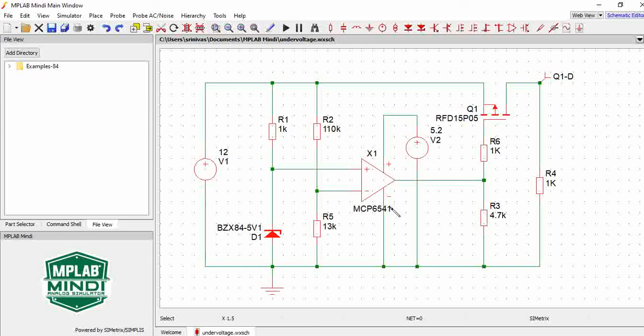This particular circuit is drawn in MPLAB Mindi analog simulation, and here in this circuit we considered MCP6541 as a comparator, as this is available in the MPLAB Mindi library. So we can choose our op amp based on the requirement. This op amp comparator can work up to 5.5 volt maximum, so we gave 5.2 volt here. Again, it depends on what comparator you select. This comparator can only operate up to 5.5, so we gave it a voltage of 5.2 for its operation.